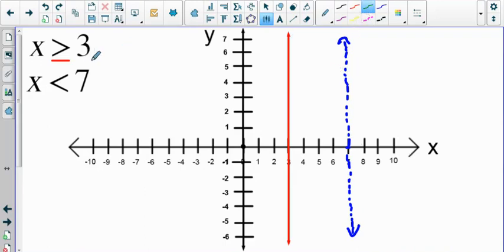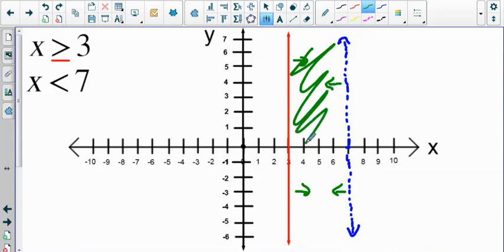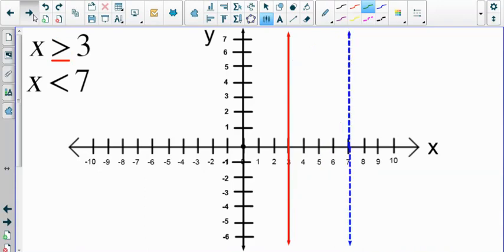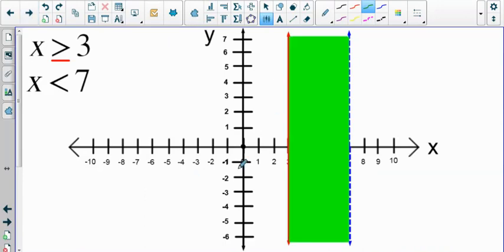Okay, so everything to the right of 3, that's greater than 3. Everything to the left of 7, that's that way. And what we end up doing is we end up shading everything in between. And that is the solution to that system of linear inequalities. So here's what it looks like. When we shade it in, there's the 2 lines. What it looks like when it's shaded in, it looks just like this. There is the solution to that one. Okay, and then we'll look at some more examples here in a moment.